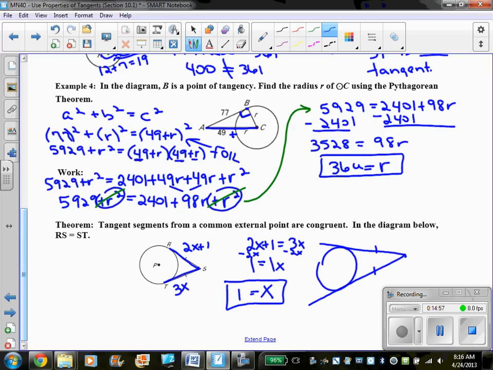Okay, so on the front again, that was a review of some terminology that you probably haven't seen in a little while. And on the back, we're talking about that tangent line with the radius and how it intersects at the point of tangency at a 90-degree angle. And then, of course, we have this external point idea.